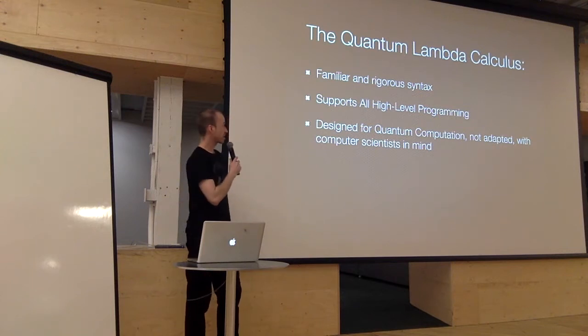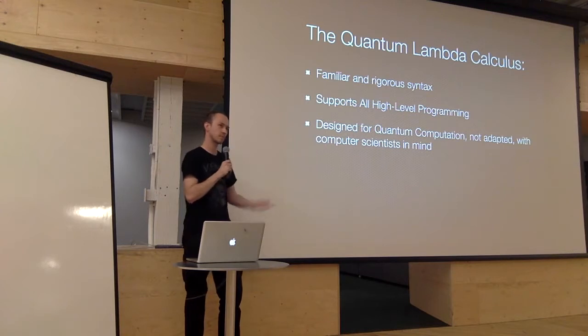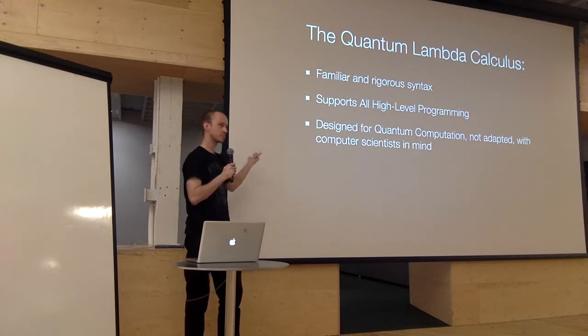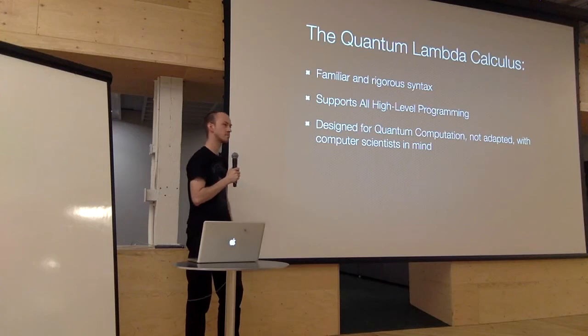So the quantum lambda calculus offers a familiar and rigorous syntax for computer scientists to start thinking about quantum systems, at least as they apply to quantum computing, so that you don't have to get into the full standard model and its notation to understand how to even approach the subject. And the quantum lambda calculus specifically, presented by Selinger and Valiron, supports all high-level programming constructs, and was designed exclusively for quantum computation and not just adapted to it because there's nothing better.